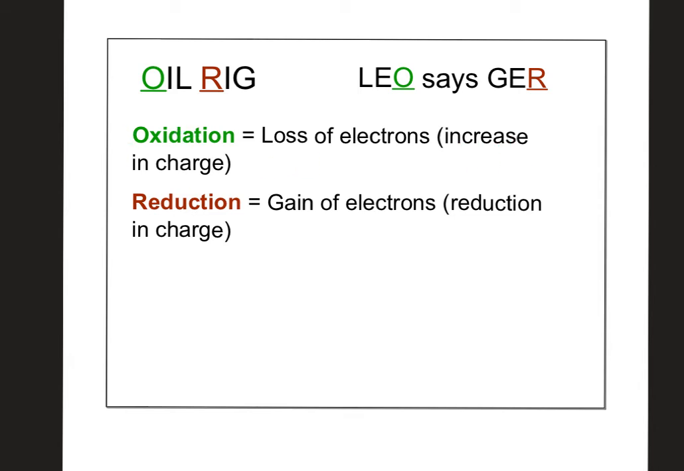That's called oxidation. Reduction is when you gain electrons, and that's because there's a reduction in charge. Electrons are negative, which makes the charge go down. So if the charge goes down, that element gained electrons, we call it reduction.